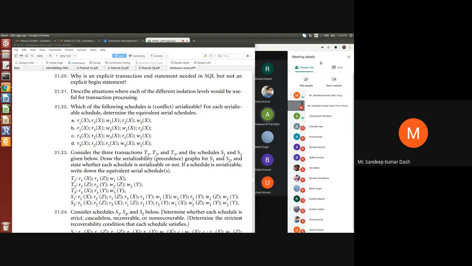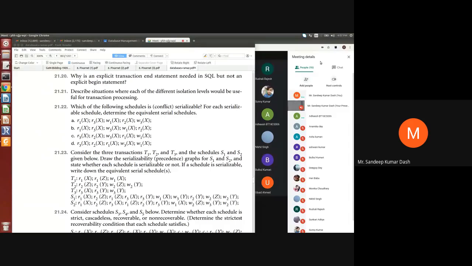Excuse me, sir. Can you please repeat why D is non-serializable? D is having a loop between T1 and T3 because T3 is having R3X, T1 is having W1X. Then T1 is having R1X, T3 is having W3X. So the edge will be existing between T1 to T3 and T3 to T1. So there is a loop. So they will not be serializable.